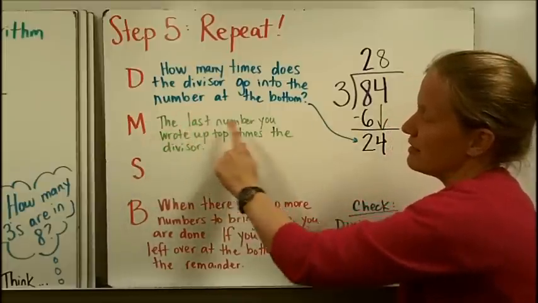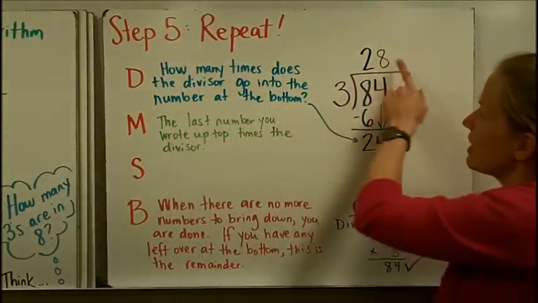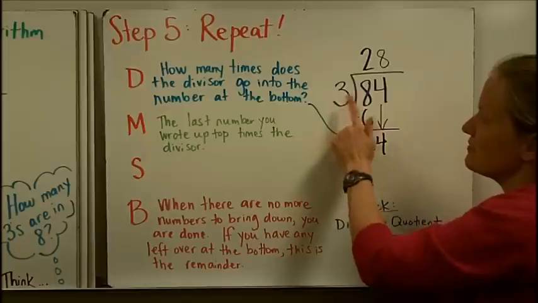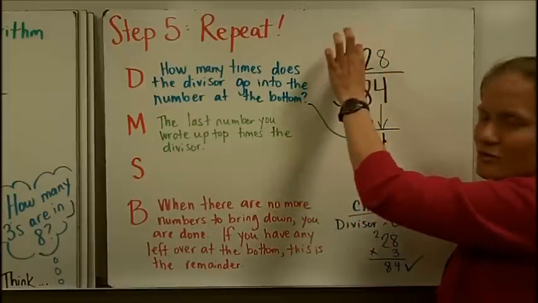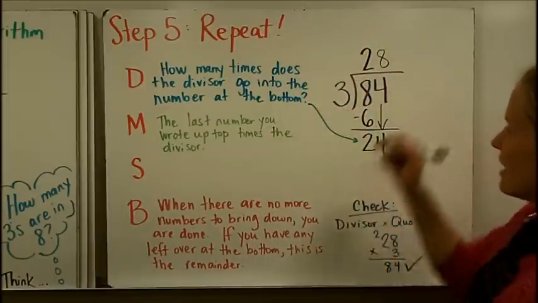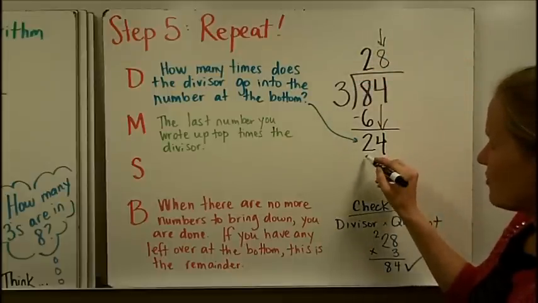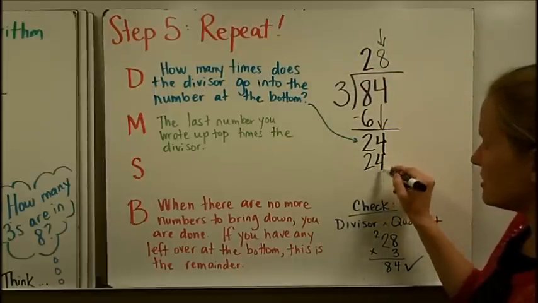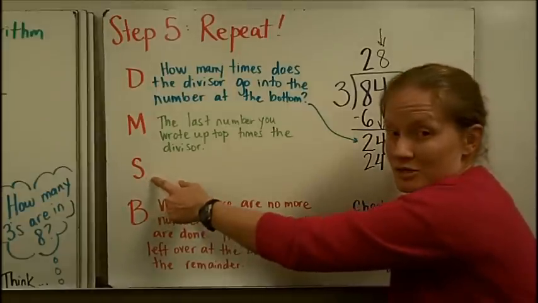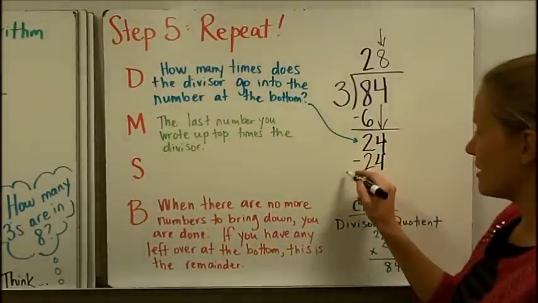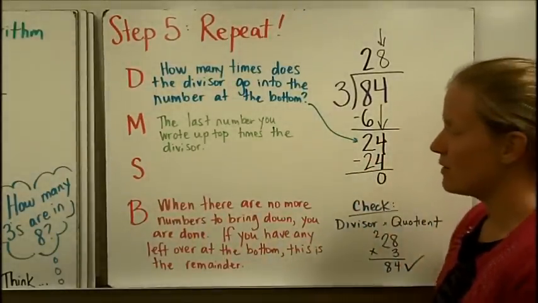Okay, so I'm on multiply. Now I'm going to multiply the last number you just wrote up top here times the divisor. Sometimes people get confused and want to do both numbers times the divisor. I'm doing this 8 times the 3, and I'm going to put my product here. Now I need to subtract the 24 minus 24, which is 0.